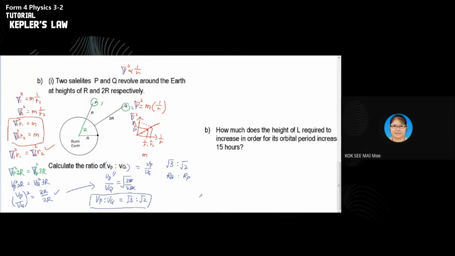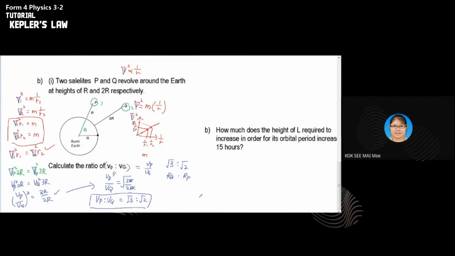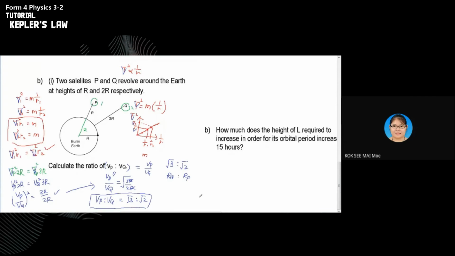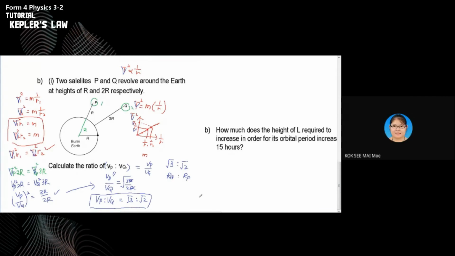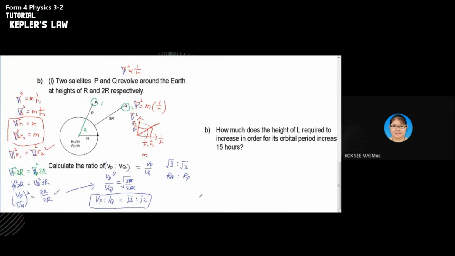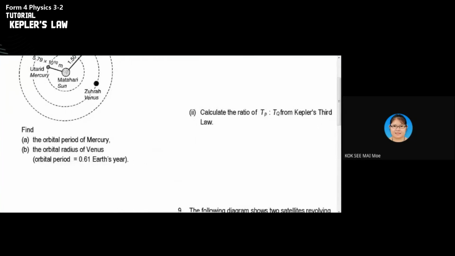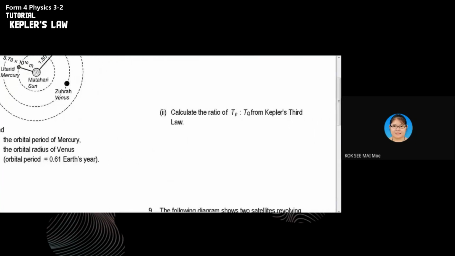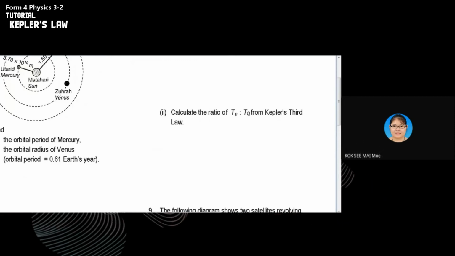Okay, understand? Yes. So we need to continue with the following also like this one. Now it's the T period. Okay, then you see question 2. Now they ask you to calculate the ratio TP and TQ from Kepler's third law. So we need to use Kepler's third law.